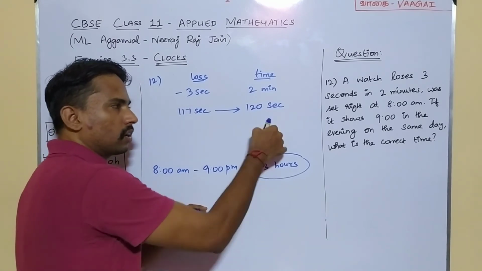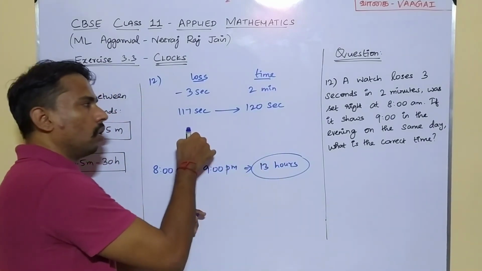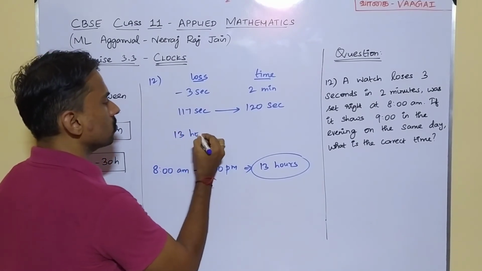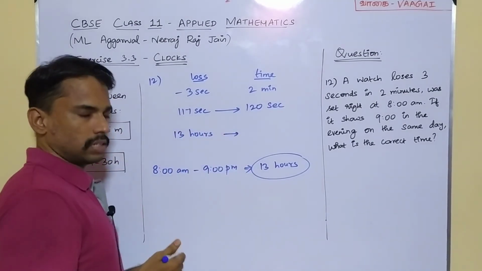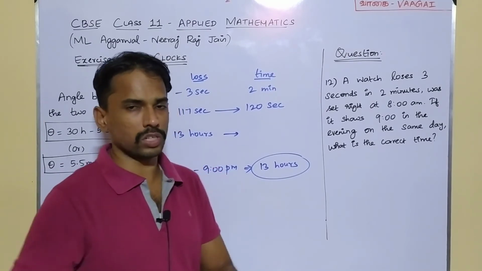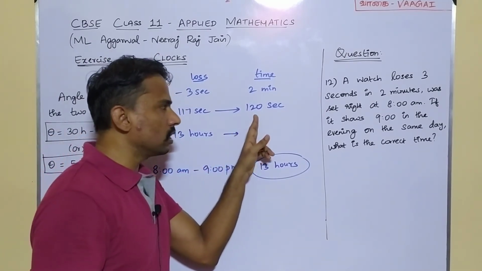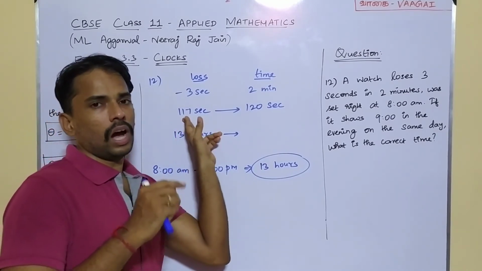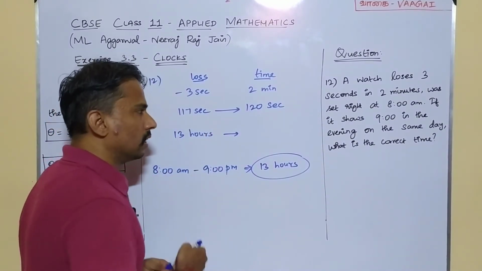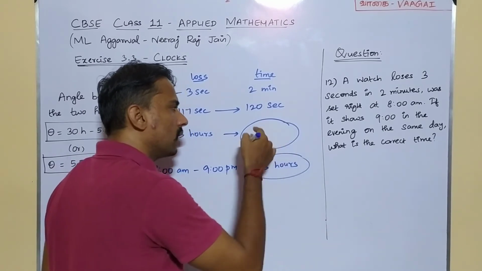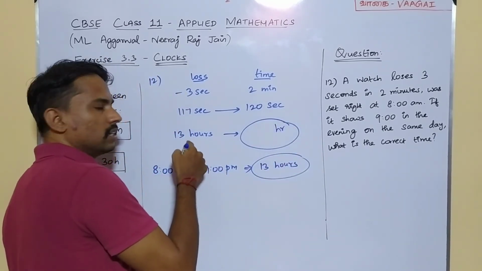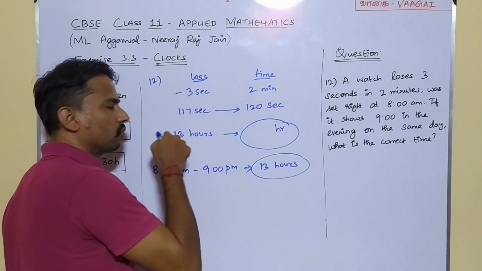This is not for the correct clock. Instead, this is for the wrong clock. So this one, 13 hours. The same approach, how we handled the previous question. If the correct clock is running for 120 seconds, the same time the wrong clock is running for 117 seconds, then the correct clock would have run for how many hours? Where this wrong clock, our losing clock, would have run for 13 hours.